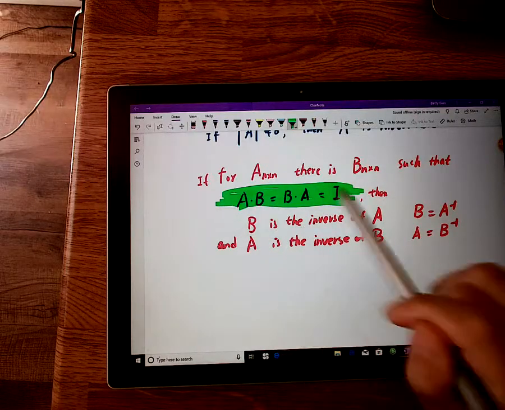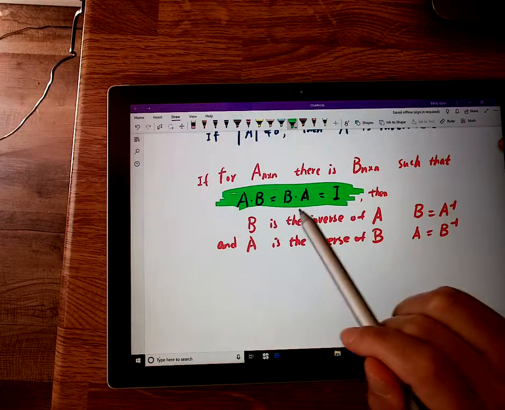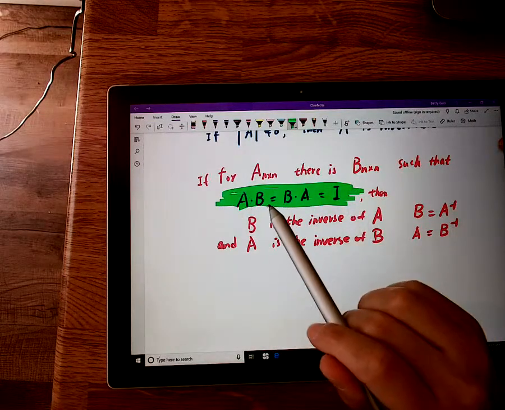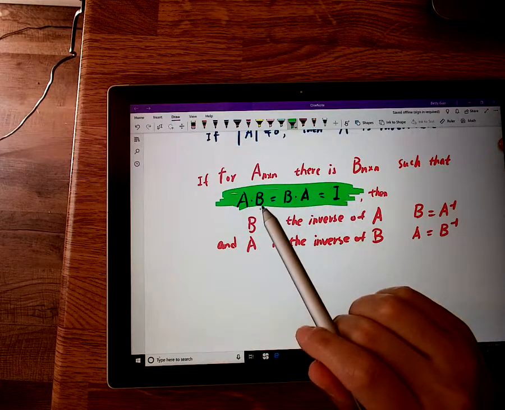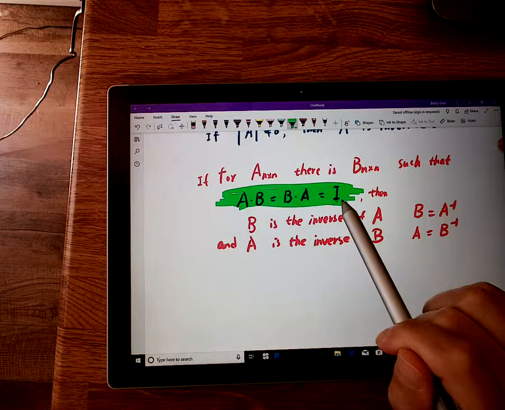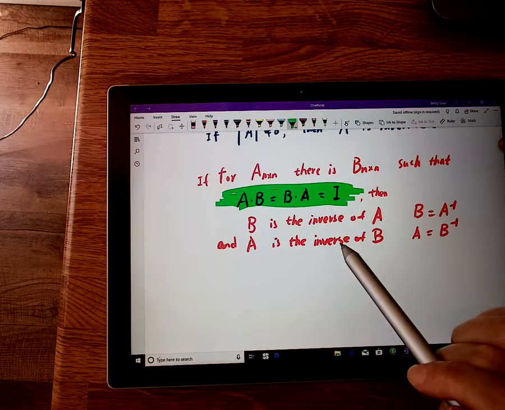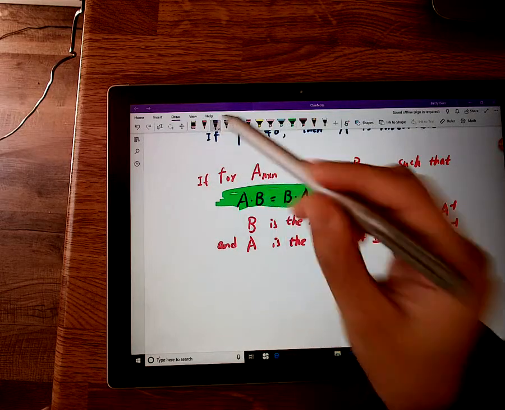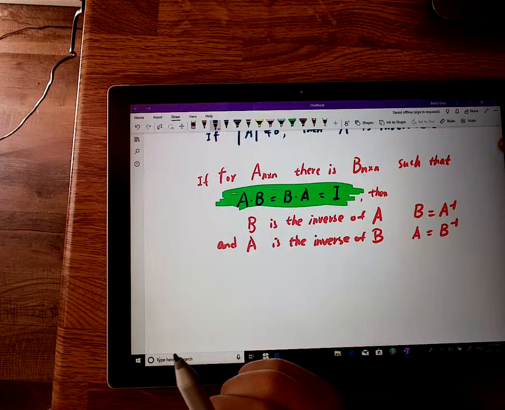We need to know, understand, and remember this condition for A and B being inverse of each other. Very important. A times B equals B times A equals I is the condition for the two matrices A and B to be inverse of each other. We focus on finding the inverse for a given invertible matrix.